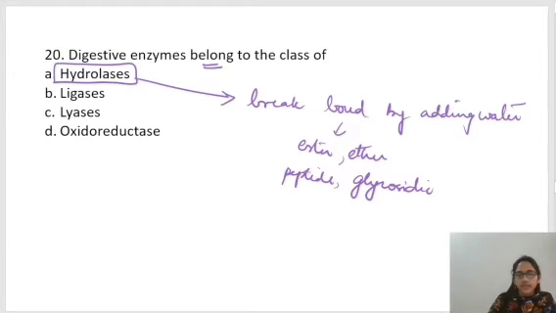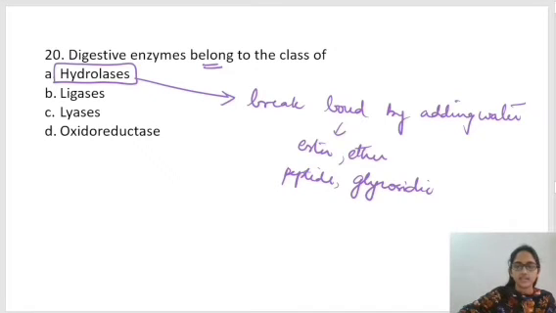So we have peptidases, which are digestive enzymes, right? Those will break bonds by adding water. So those digestive enzymes come under the class of hydrolases.